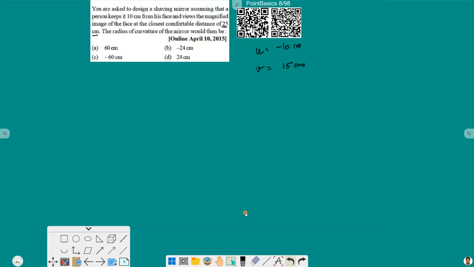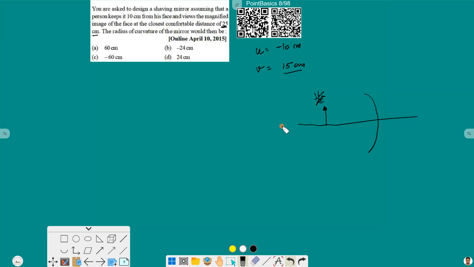And why are we taking v equal to 15 centimeter? Because it is mentioned that this image is formed at a distance of 25 centimeters. So assuming we are taking a concave mirror here, or any type of mirror, a person is seeing himself. So the distance of the object, that is 10 centimeter, is also the distance of the person and of his eye. As mentioned here, the image formed is at 25 centimeter from the eye.